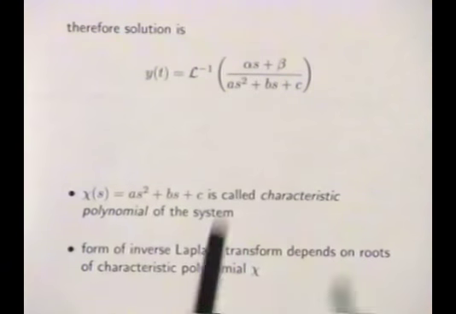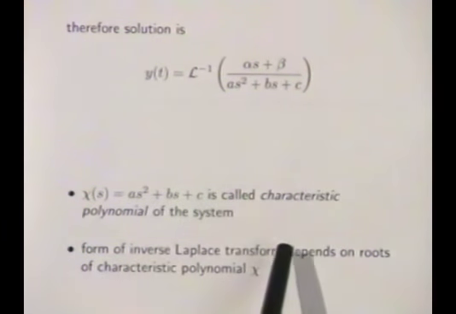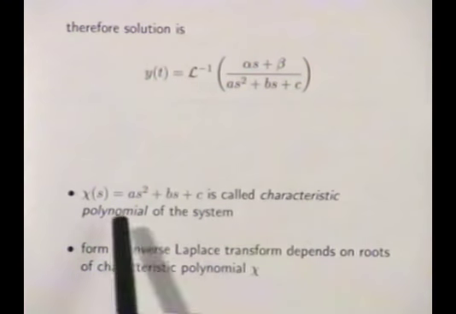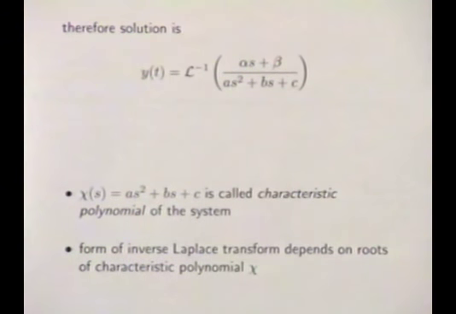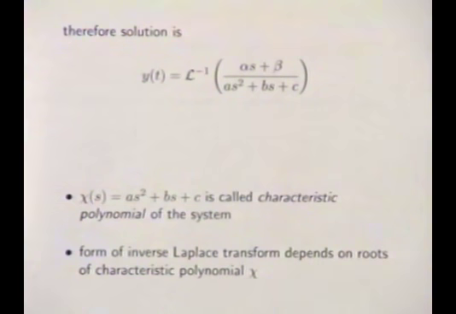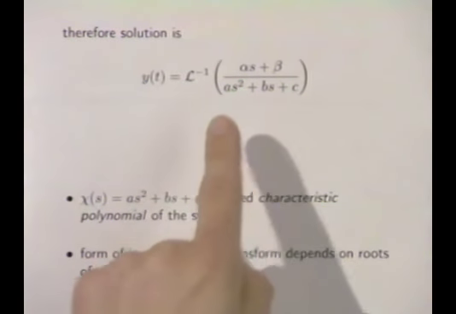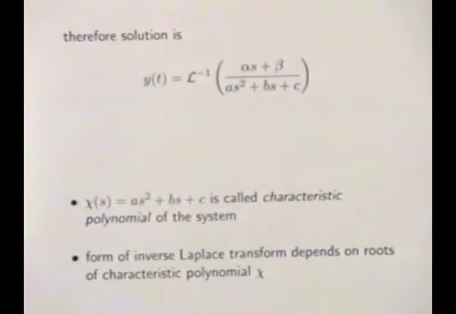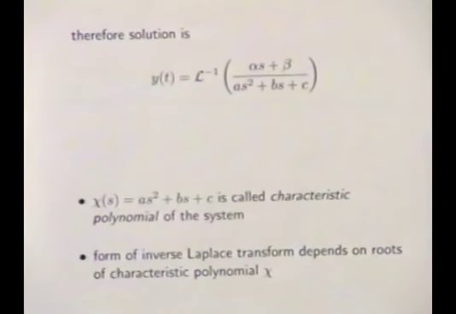Well, it comes up a lot. This denominator here, which is a quadratic, a polynomial, is called the characteristic polynomial of the system. And we'll see it's actually going to play a big role in what y looks like. It's going to turn out that the form of the inverse Laplace transform and its qualitative properties, like is it oscillating or growing or shrinking, are going to depend on this polynomial in a great way. Alpha and beta are two constants that depend on the initial conditions.